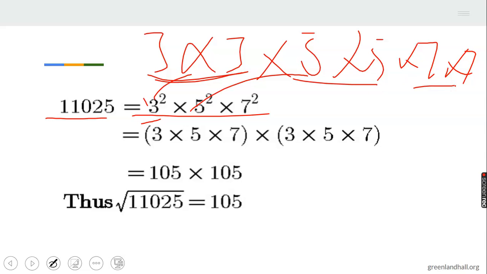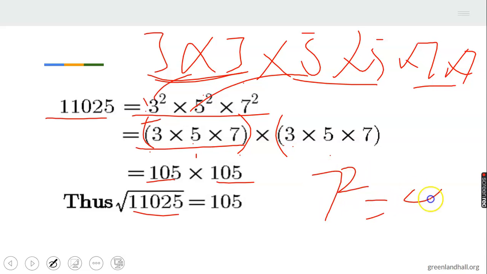What you need to do here is that you pair them together. You take one of these 3, one of this, one of this. Another pair, 3 times 5 times 7. You can see 3 times 3, 5 times 5, 7 times 7. You just pair them in groups so that you have each pair multiplied together. That will be 105 times 105, which equals 11,025. Just like the case of 7 raised to power 2 equals 49.